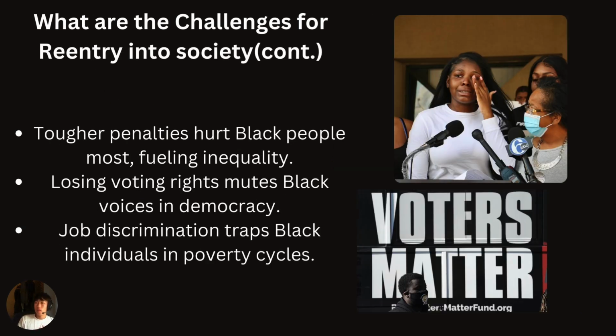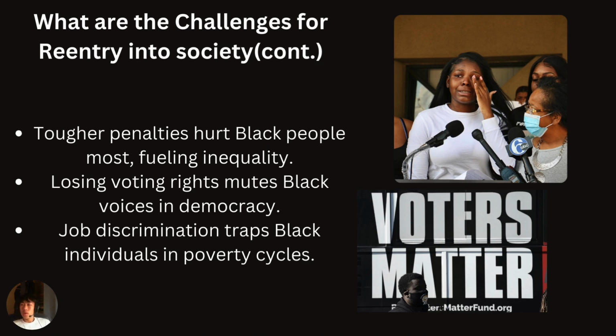Next slide. Okay. The tougher penalties often hit black people the hardest, keeping inequality alive. Many of these penalties or rules were often made by white officials. The policies are maybe not meant to be discriminatory, but are often discriminatory against black people because they make up the majority of the people doing crimes.